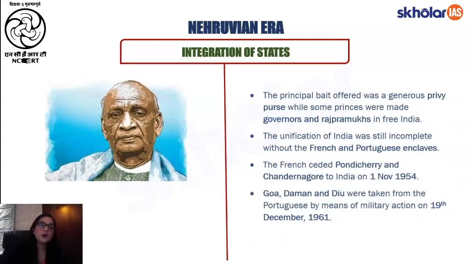Okay, and the important point here to note is that this entire mammoth task was completed in a small time period, that is only 1 year. Apart from this, students, the principal weight that was offered to all these princely states was a generous privy purse, wherein some princes were made governors and Raj Pramukhs in free India. Apart from this, students, the unification of India was still incomplete without the French and Portuguese enclaves.